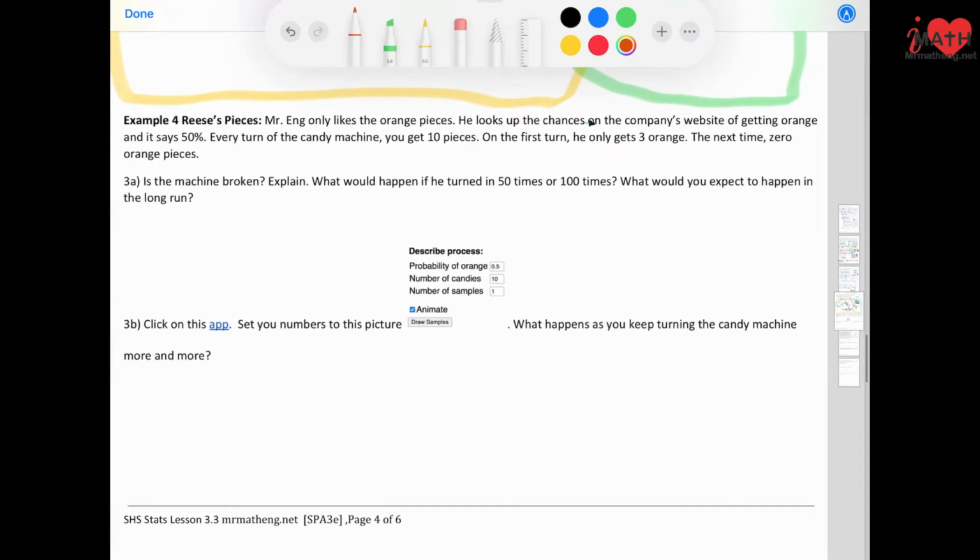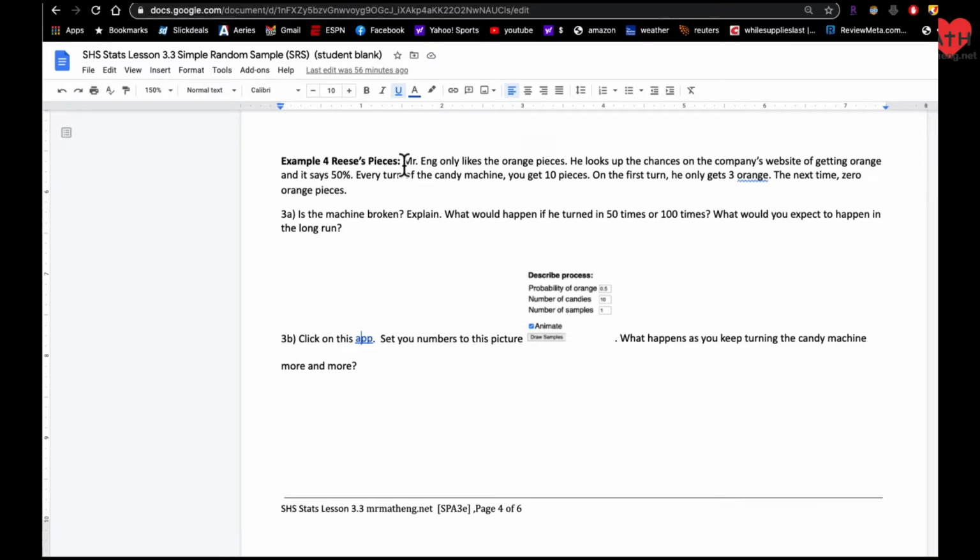All right, let's talk about example number 4, Reese's Pieces. Mr. Ng only likes the orange pieces in Reese's Pieces. He looks up the chances of getting orange on the company's website, and it says you have about a 50% chance out of two pieces you will get one orange. That's what they're telling us.